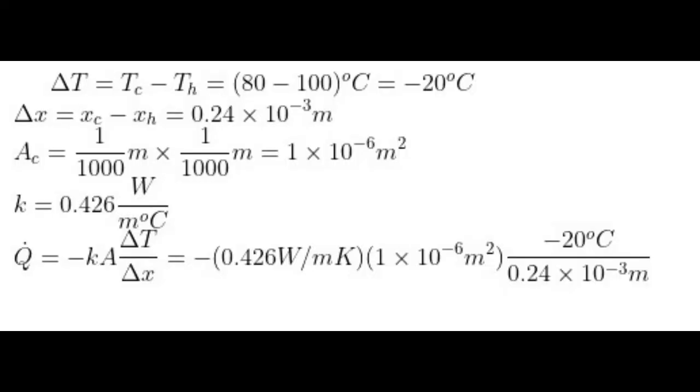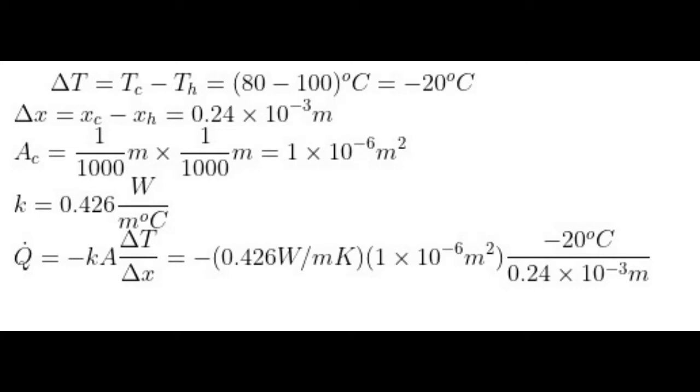Now the information about the properties is shown in the clip: the temperature differences, the thickness, and the heat transfer area, with 1 mm in z direction and 1 mm in y direction, and this gives 1 times 10 to the power of -6 meters squared. Then we have the thermal conductivity, which we assume constant in the eggshell.